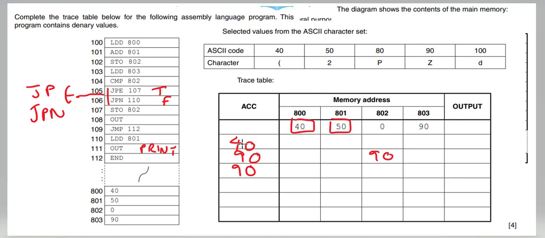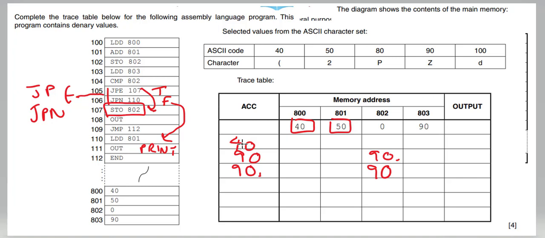We then are going to do a comparison. Compare with 802. So comparing what's in the accumulator with 802. Do they match? Yes, they do. Because they match, I'm going to jump to 107, which is here. This is the jump. I could have done these arrows actually as well beforehand. STO 802, so store this into 802, which is going to be here.